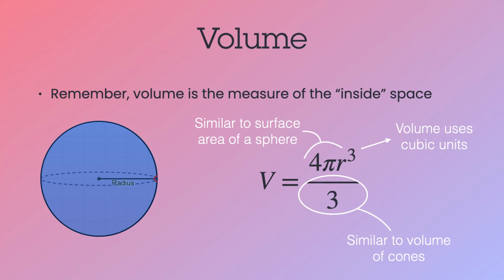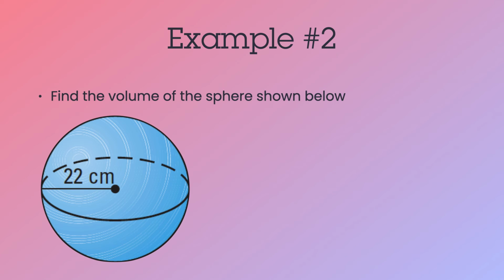And then the cubic, we are looking at volume, and volume uses cubic units, so it makes sense that there would be an r cubed instead of an r squared. That's the formula we're going to use. So we're going to go to our next example. We're going to find the volume of the same sphere we used before, our 22 centimeter radius sphere.